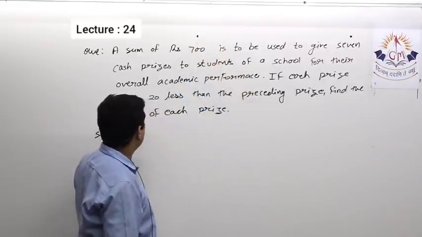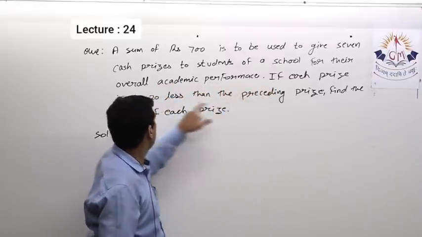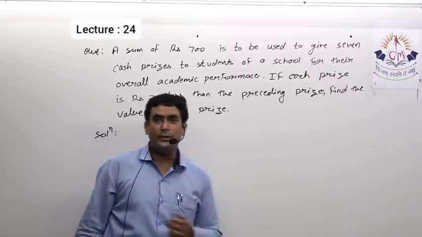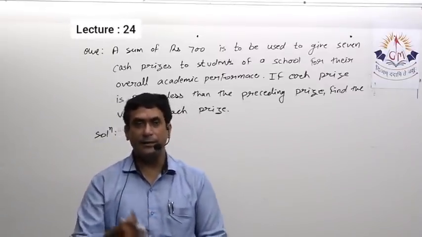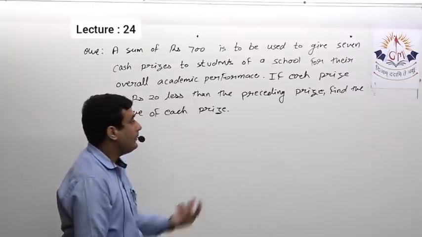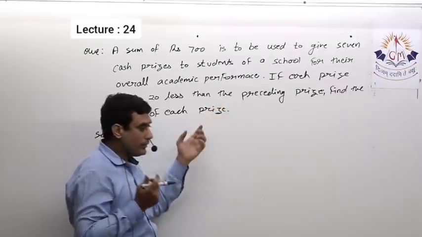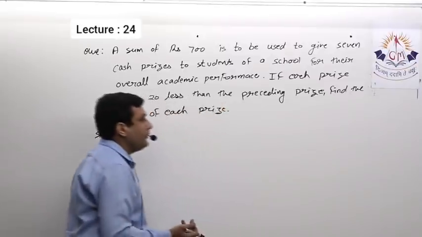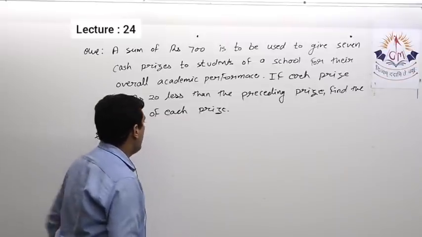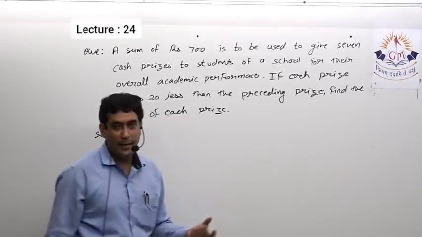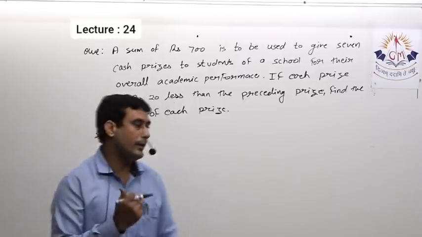Okay, now these cash prizes are given for academic performance, and each prize is 20 less. That means if the first prize is, for example, 100, the next will be 80, the next will be 60. In that way we can say D must be minus 20, because it is 20 less than the preceding prize. So D is minus 20. Here we have to find A. After getting A, we will definitely be able to get the remaining prizes.